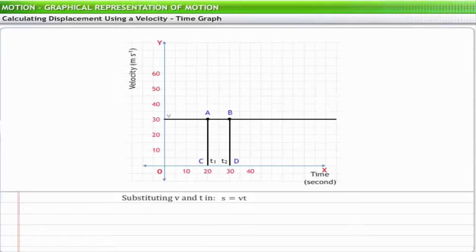Substituting v and t in the expression S is equal to Vt, we get S is equal to AC multiplied by AB. This is nothing but the area enclosed in rectangle ABCD under the velocity time graph. Thus, in this case, the displacement of the car is equal to 30 meters per second multiplied by 10 seconds is equal to 300 meters.